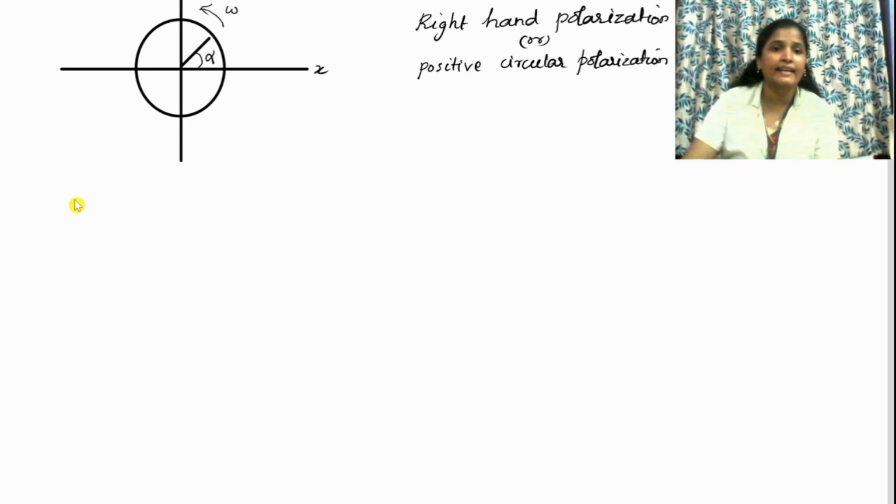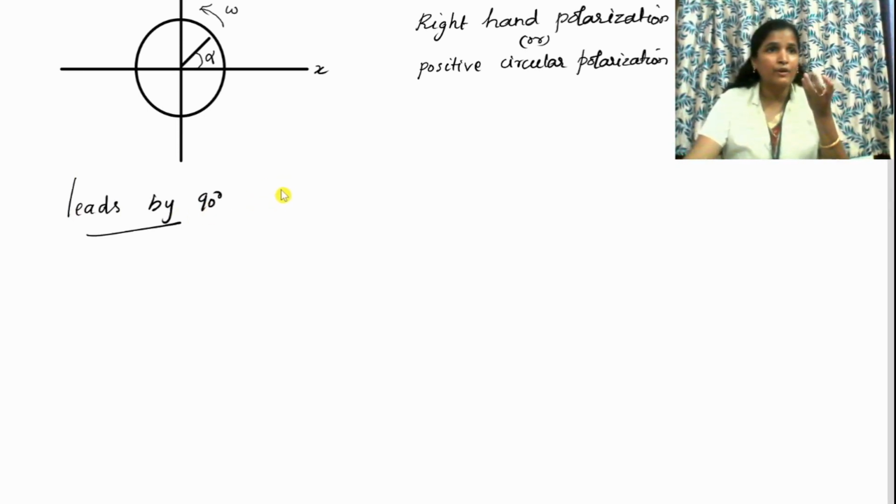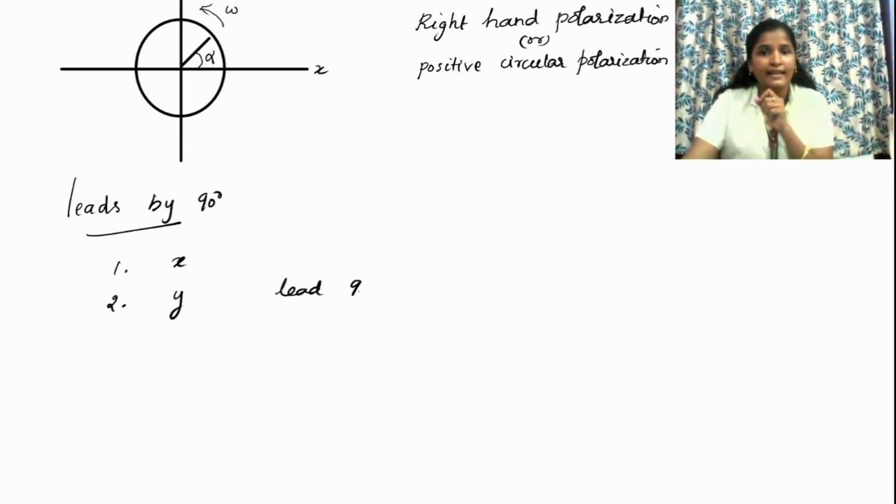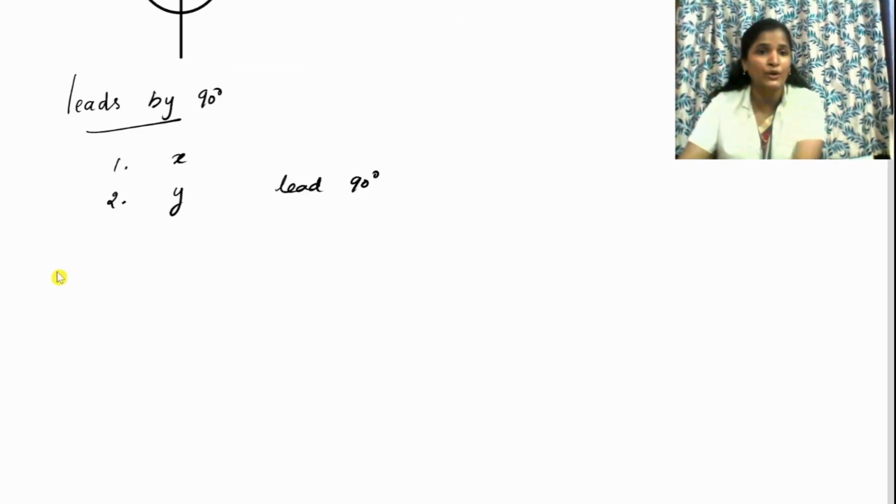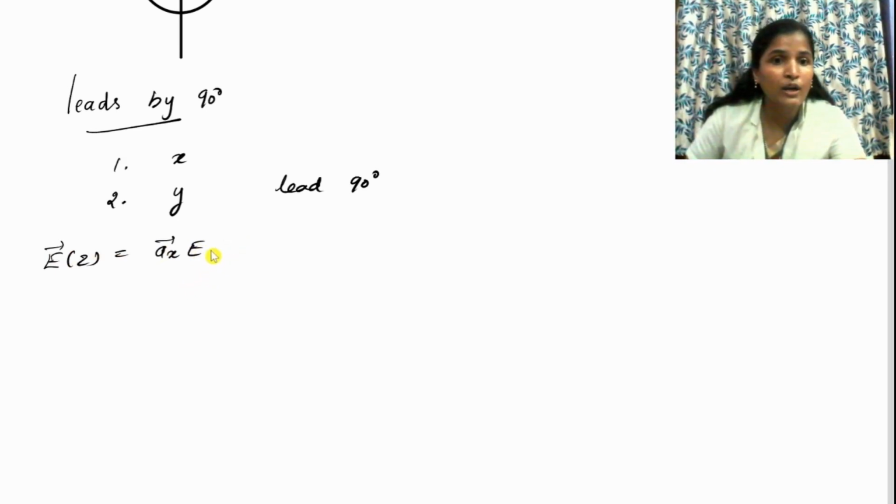So let us write the second case as leads by 90 degrees. The first wave is polarized in the x direction, the same as the previous assumption. Our second wave is polarized in the y direction, but with a lead of 90 degrees. So we'll again write the same equations. E of z vector can be written as a_x E1 of z plus a_y E2 of z.